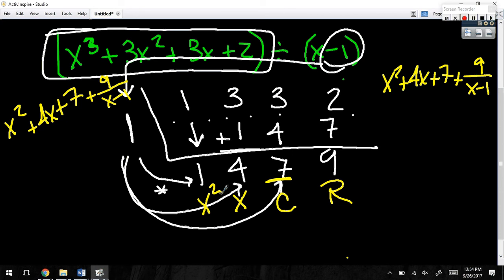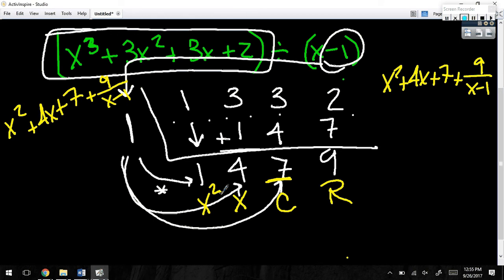It always goes in this order. Your columns are always going to go: remainder, constant, x, x squared, x to the 3rd, x to the 4th, 5th. That's the order forever. But this one only goes up to x squared because when you divide, you get 1x squared plus 4x plus 7 is my constant, and my remainder goes over what I divided by.